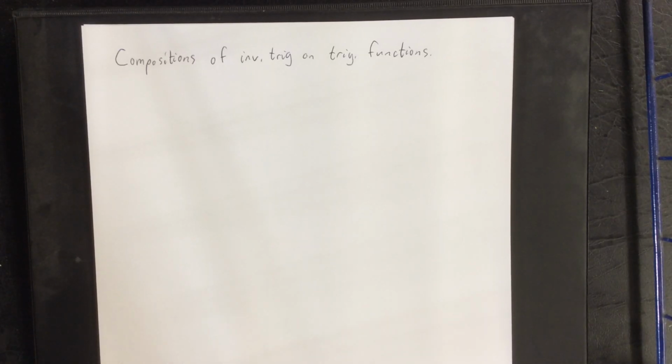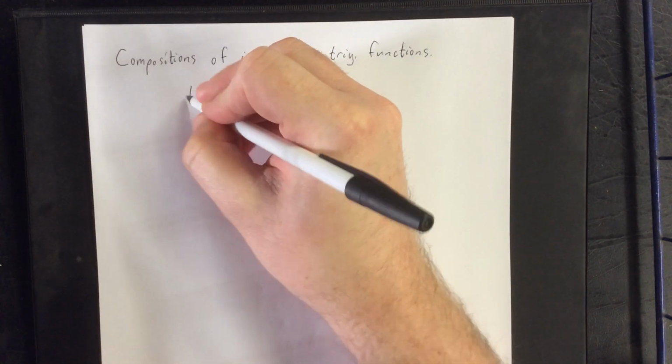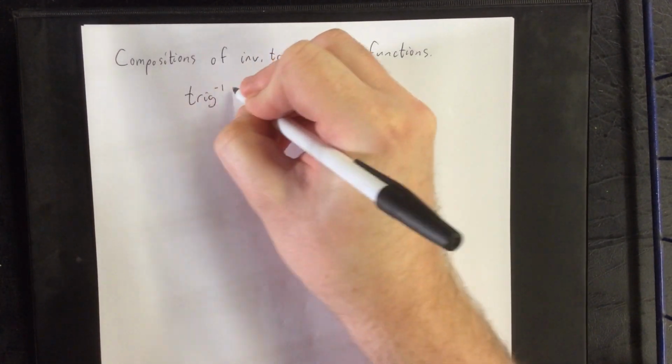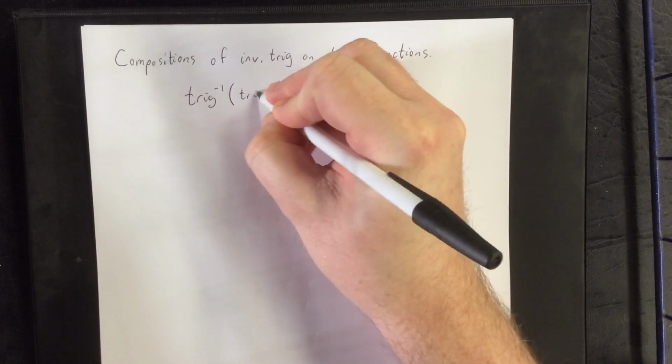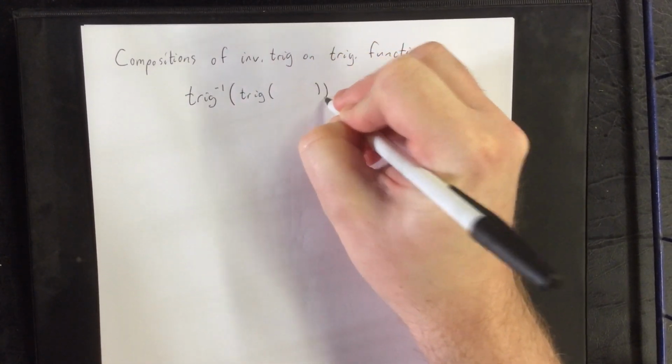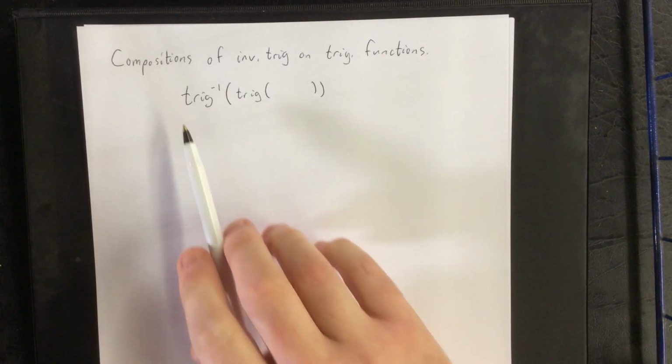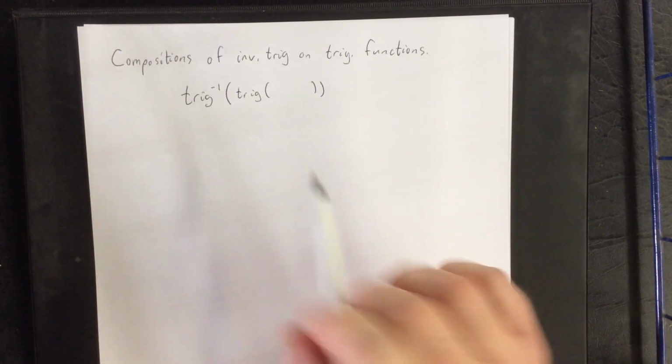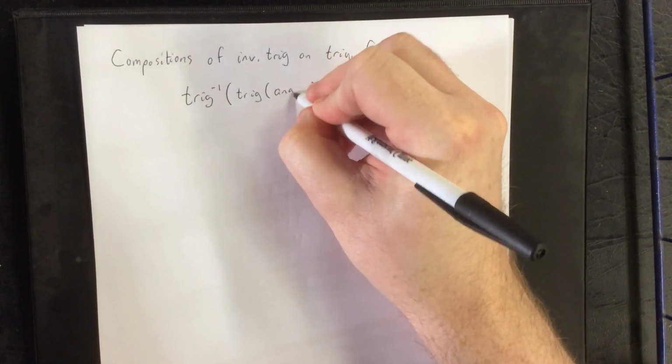In this video, we're going to discuss compositions of inverse trig functions on trigonometric functions. For the most part, the inverse trigonometric function will correspond to the trigonometric function. So we are going to see a lot of problems of the following nature: an inverse trigonometric function of a trigonometric function of an angle.